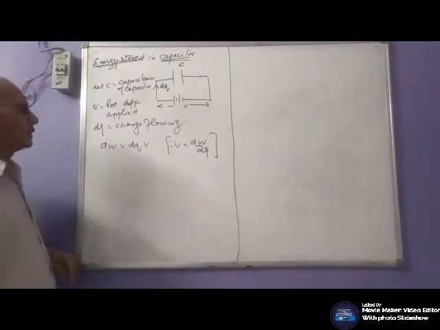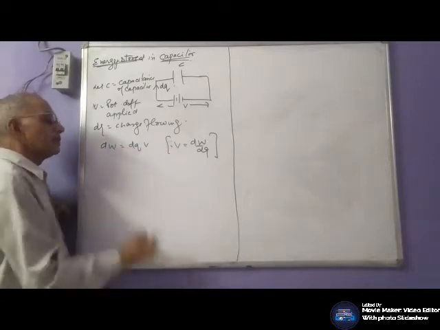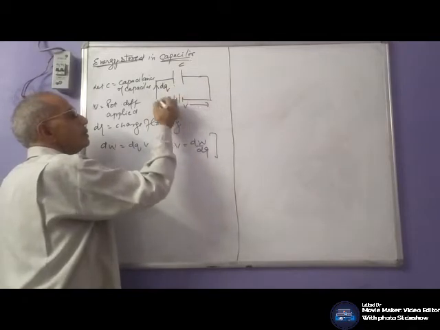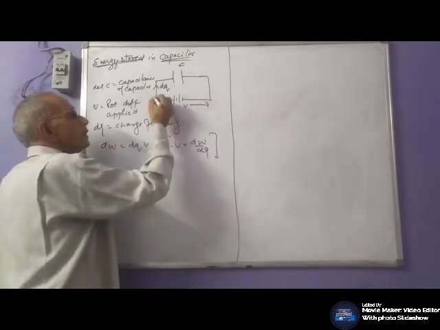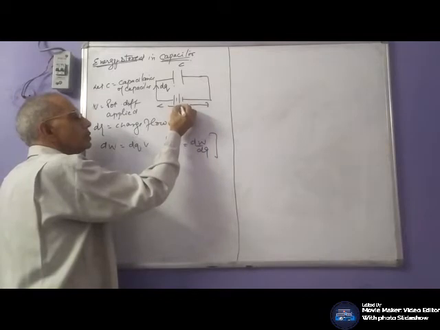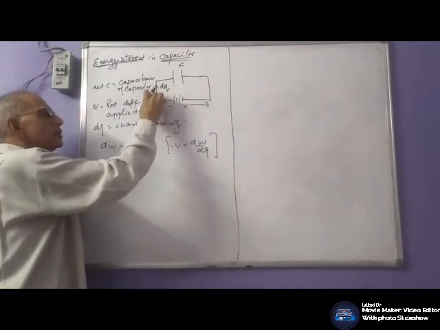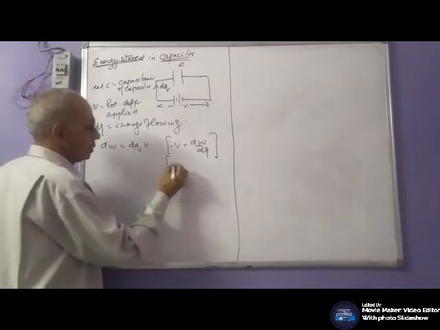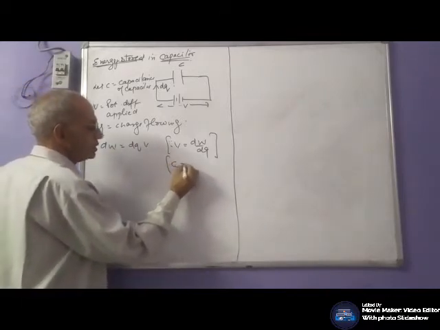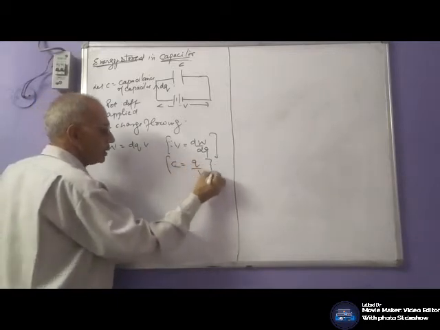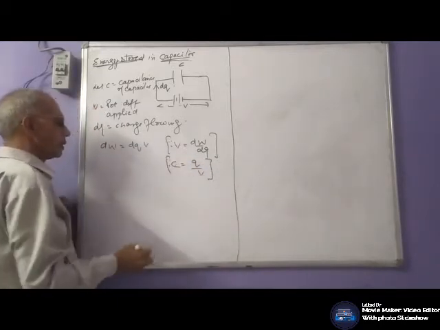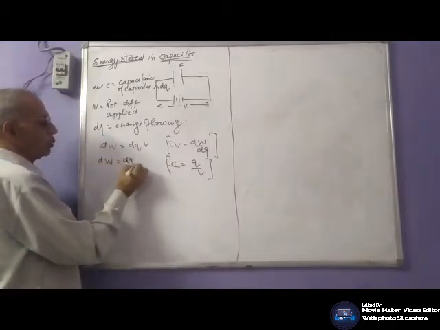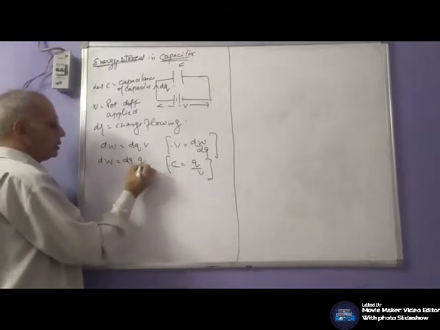Now integrating it, but both are variable. Why is V variable? When the capacitor is supplying charge, its potential goes on decreasing. So this is variable, this is variable. dQ is always variable, V is variable. But C, we know this thing. C is Q by V. Capacitance is this. So dW is dQ times V, and V is Q by C.